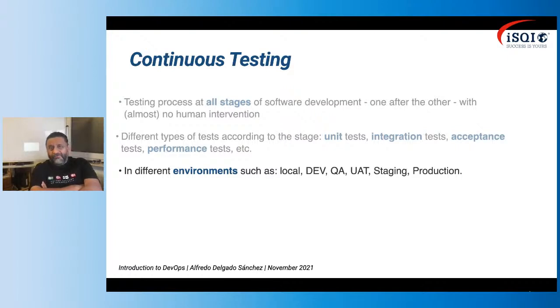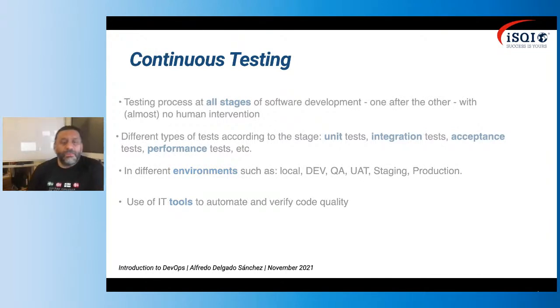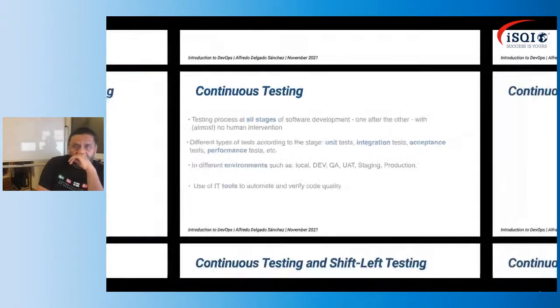We create different kinds of testing, for example, unit tests, integration tests, acceptance tests, performance tests. We test also in different environments: local development, quality assurance, UAT, staging, production. We create different environments where we can also continuously test. And of course, when we test, for example, on development, we can find problems before the system goes to production. And we can use tools to automate and verify the code quality.